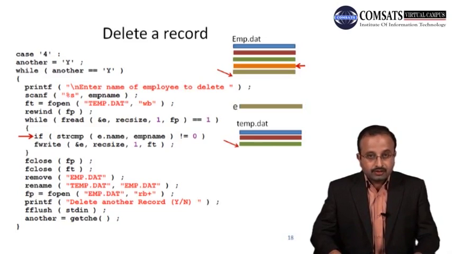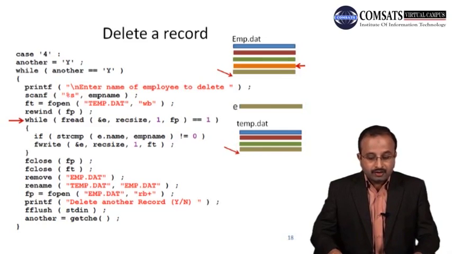String compare returns a non-zero value, and that non-zero value is not equal to 0, so the condition is true. So the fwrite statement will be executed, and the content of e will be written in temp.dat. Then ft will be incremented. Now it comes to the while loop again, into its condition.